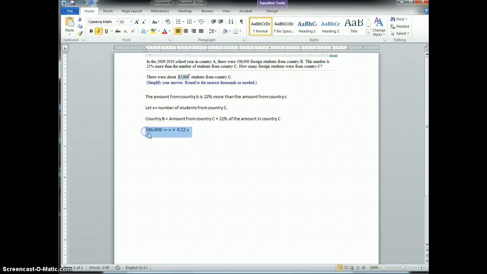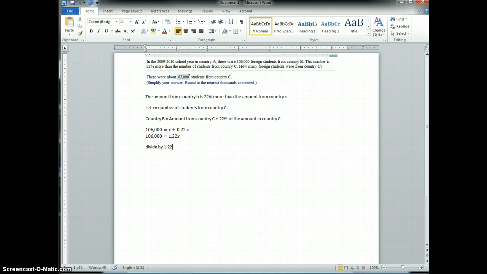So now we're going to combine our like terms, because that's the tough part, getting this from these words up here into something that looks like a mathy equation, and then substituting some variables and numbers in there. To solve this, we combine our like terms. We have 1x plus 0.22x, so it's going to be 106,000. That right-hand side stays the same, and we have 1.22x because we combined these like terms. And then I'm going to divide both sides by 1.22.